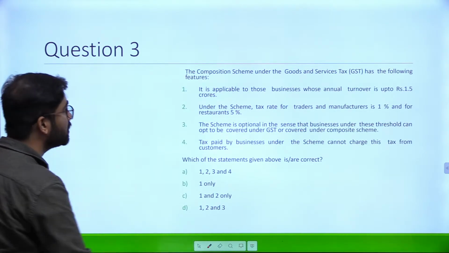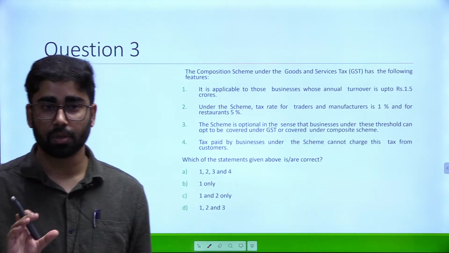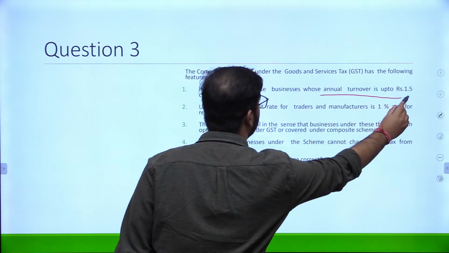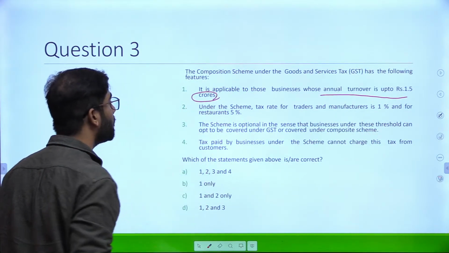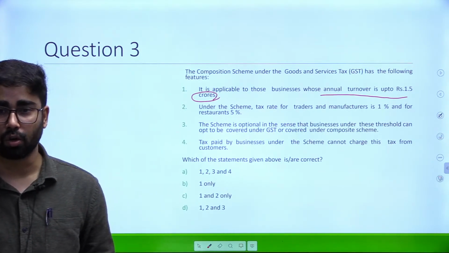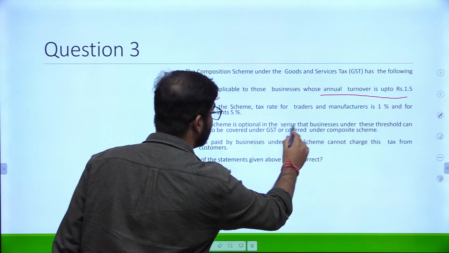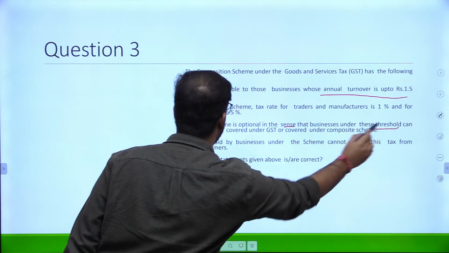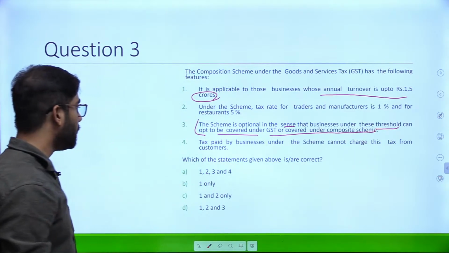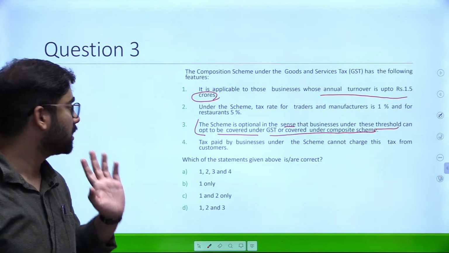Now the next question is, the composition scheme under the goods and services tax has the following features. The composition scheme, which we just talked about, is applicable to those businesses whose annual turnover is up to 1.5 crores. Under the scheme, tax rate for traders and manufacturers is 1% and for restaurants it is 5%. The scheme is optional in the sense that businesses under these thresholds can opt to be covered under GST or under the composite scheme. Tax paid by business under the scheme cannot be charged from customers.